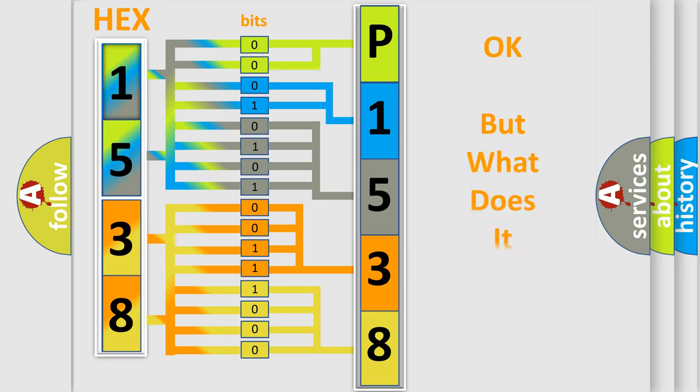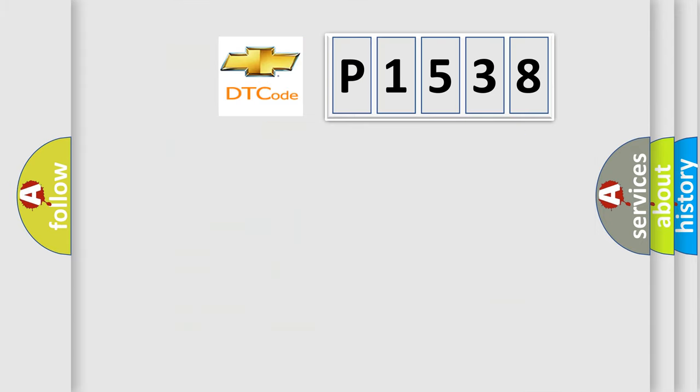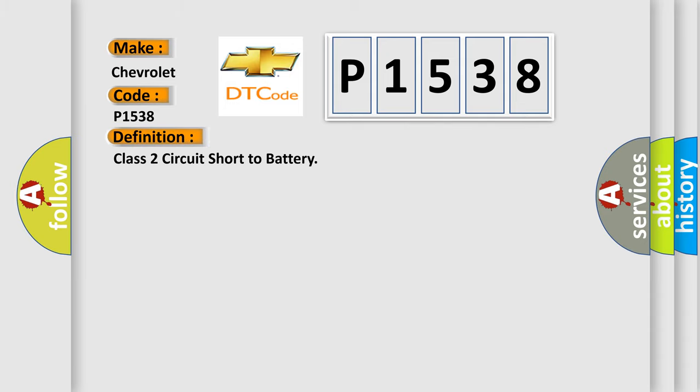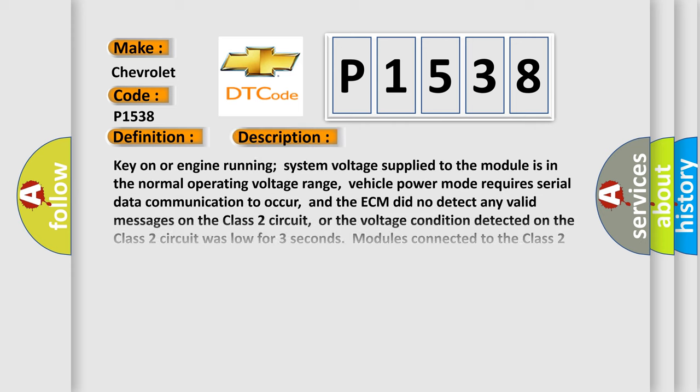The number itself does not make sense to us if we cannot assign information to what it actually expresses. So, what does the diagnostic trouble code P1538 specifically mean for Chevrolet? The basic definition is class 2 circuit short to battery. And now this is a short description of this DTC code.